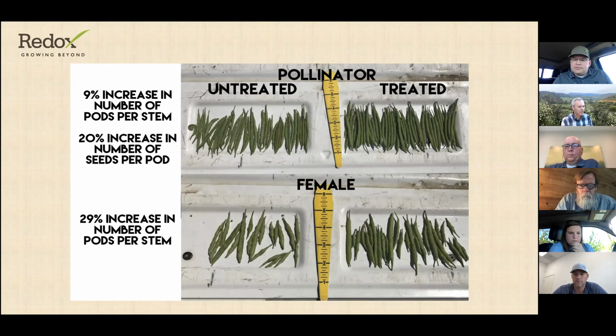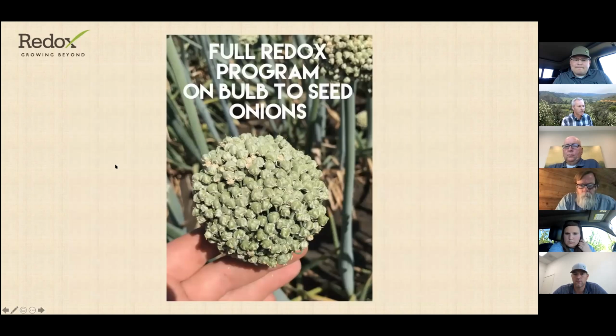Okay. Awesome. So a couple other items here. This is from one of your onion growers up there. Can you tell us what your program is?